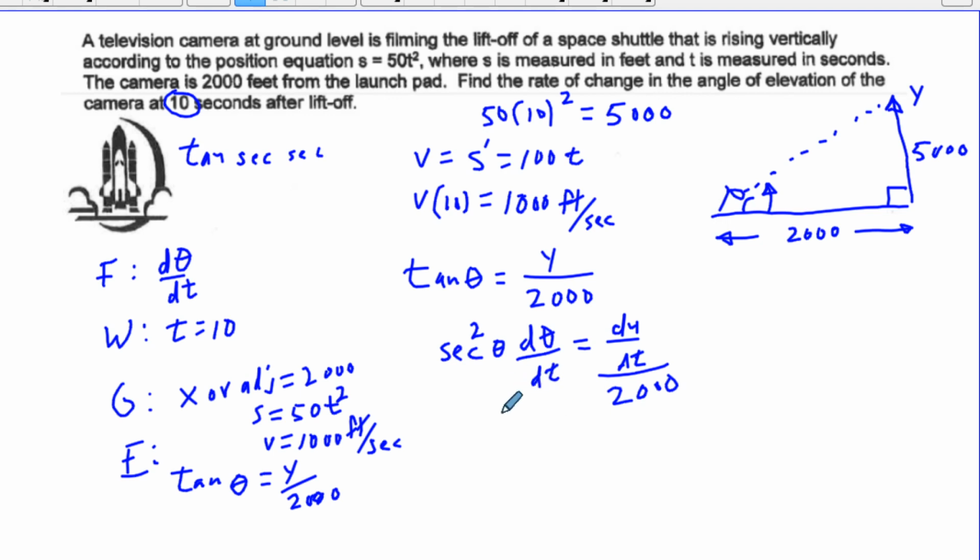Okay, now to solve for d theta dt, we divide both sides by secant squared theta, so we have this other side divided by secant squared theta.